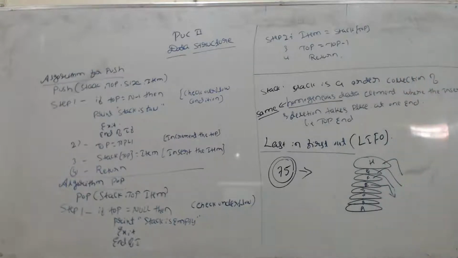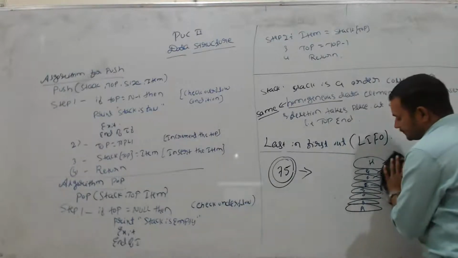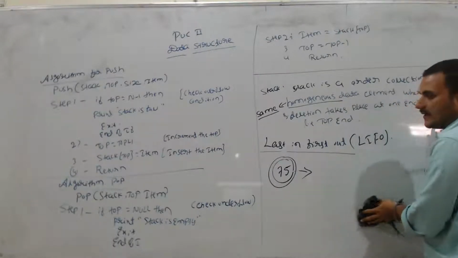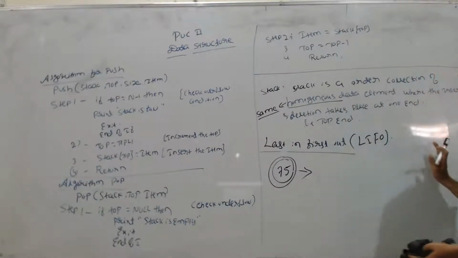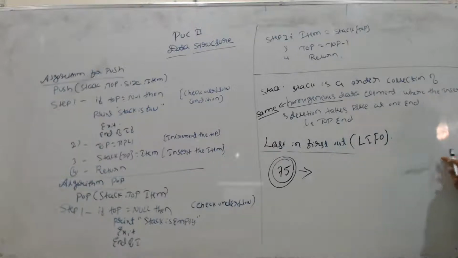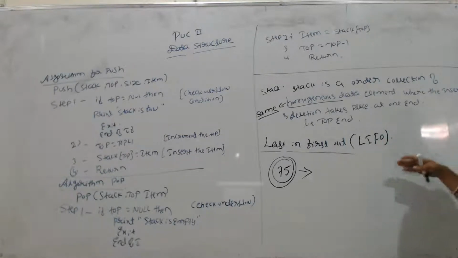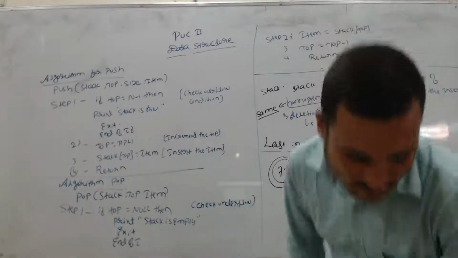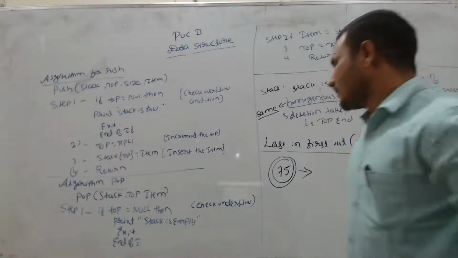Deletion means you have to remove the upper plate, or the books, or plate, or any element. First, we have to remove from the upper side only.